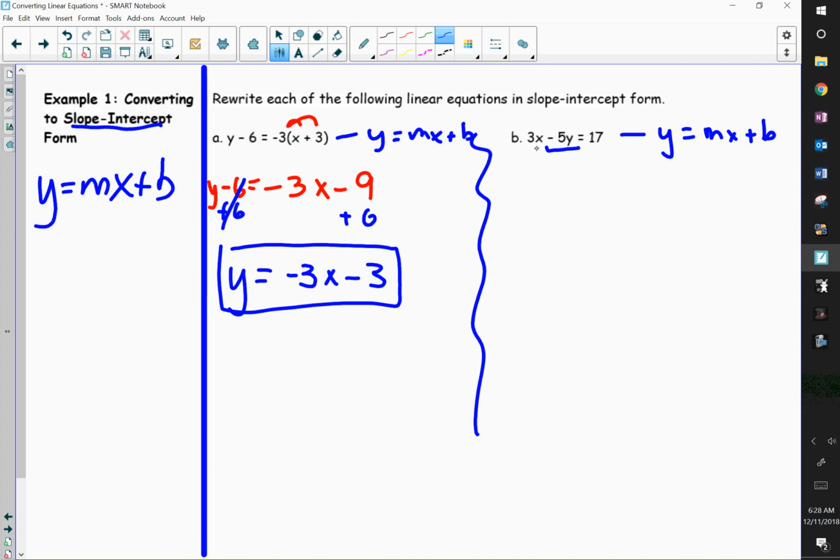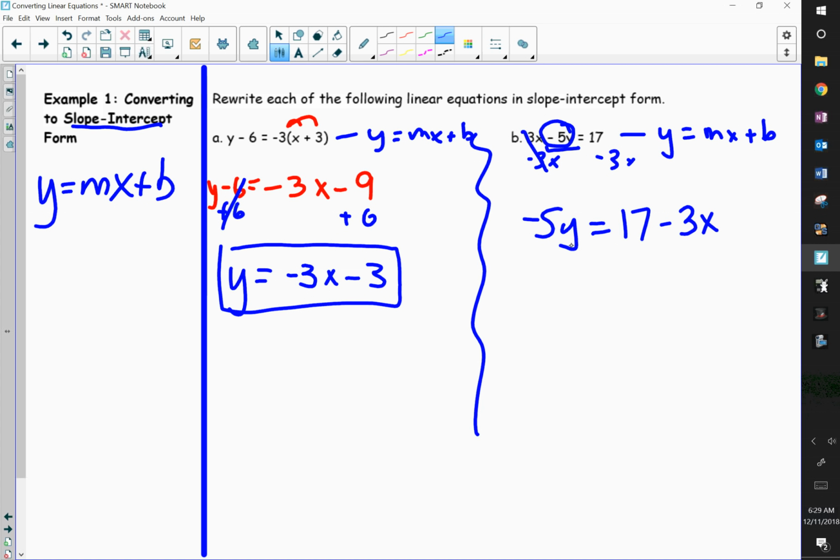So to do that, the first step is to get rid of the 3x. To get rid of a 3x, you subtract 3x. What you do on the left-hand side, you do on the right-hand side. 3x and -3x cancel. 17 minus 3x is just 17 minus 3x. Those are not like terms. You can't add them together. What's left on the left-hand side is -5y. Don't forget the negative.